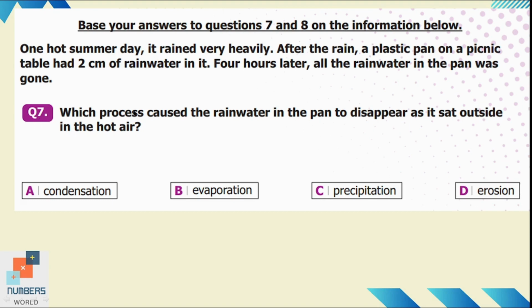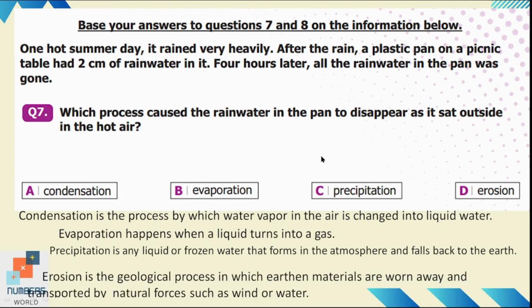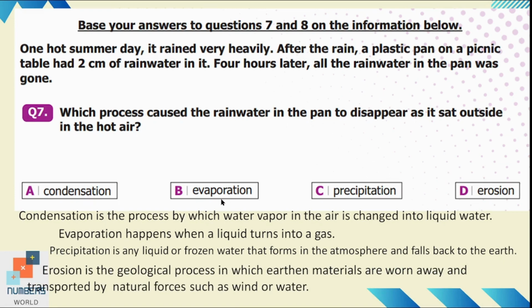Question number 7. Which process caused the rainwater in the pan to disappear as it sat outside in the hot air? So, evaporation happens when a liquid turns into a gas. So, here the process is of evaporation due to which the rainwater disappeared in the air. So, option B is the correct option here.